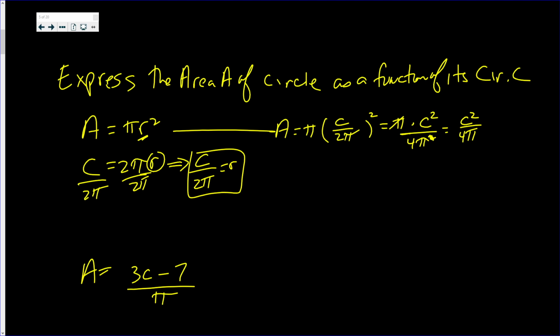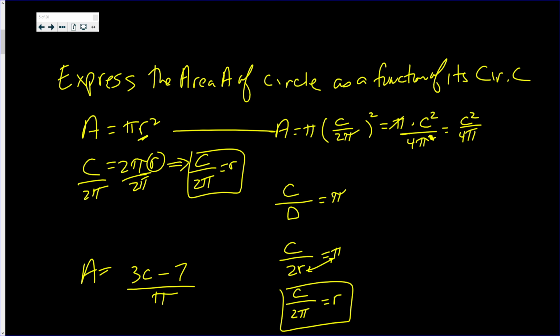Now, the circumference divided by the diameter is always pi. If you don't believe that, the circumference is 2 pi r, and the diameter is 2r, and I get pi. This is a fairly well-known property. Another way of saying it is C over 2r equals pi. I can swap those two. C over 2 pi is equal to r. That's another way to get it. That's a slick way of getting that r is C over 2 pi.